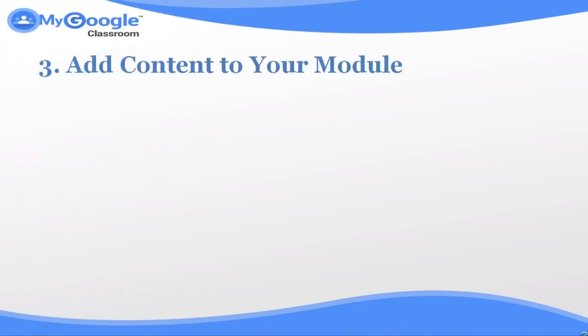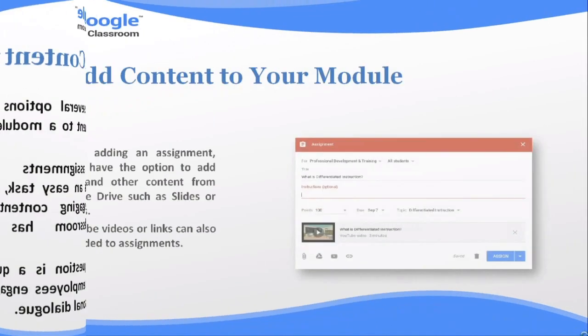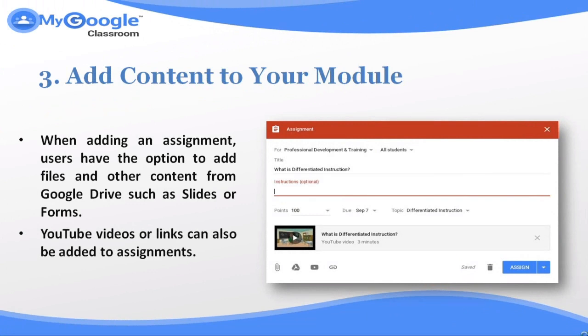Number 3, add content to your module. There are several options for adding content to a module in Classroom. Adding assignments or questions is an easy task, but creating engaging content is where Classroom has an advantage. Adding a question is a quick way to get employees engaged in a professional dialogue. When adding an assignment, users have the option to add files and other content from Google Drive, such as slides or forms. YouTube videos or links could also be added to assignments.